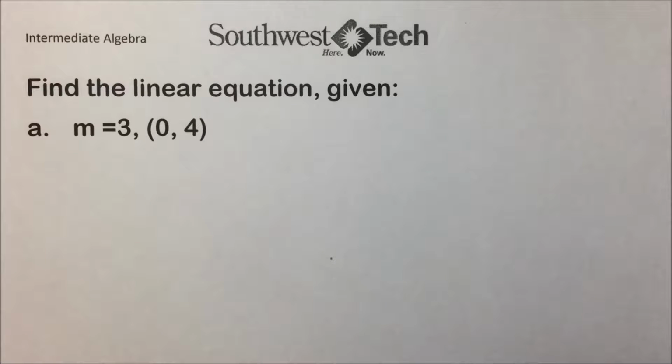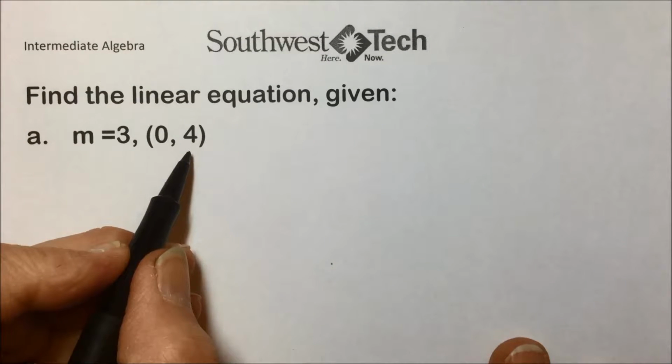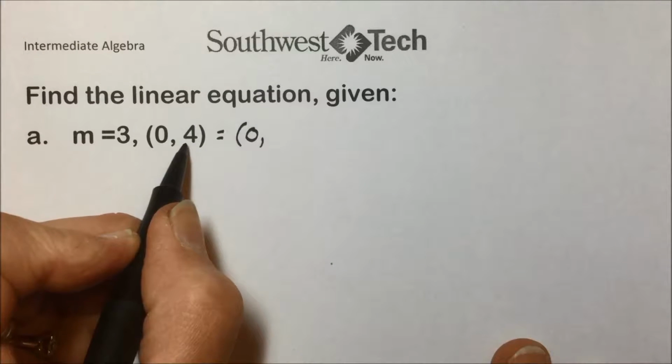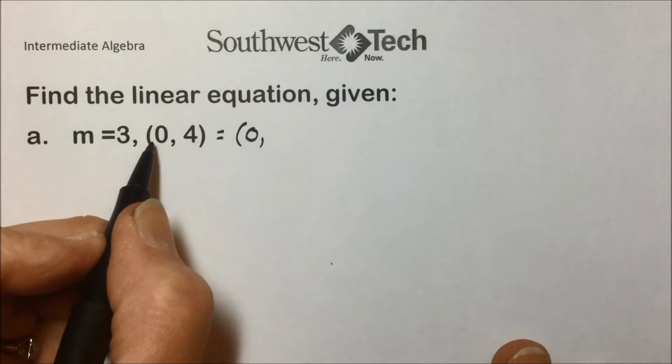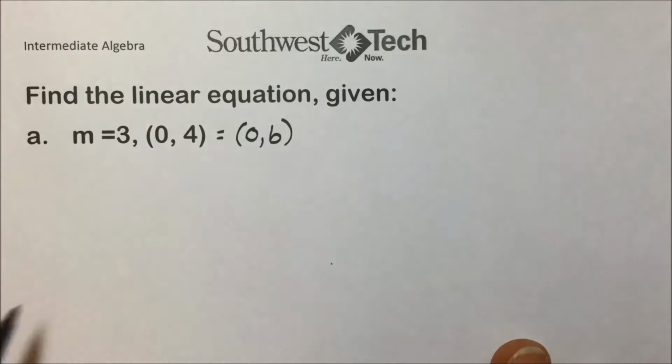Intermediate Algebra Section 2.5. If we know the slope and the y-intercept of a line, we can find an equation of a line by substituting this into the slope-intercept form. In this first problem, they're asking us to find a linear equation. If we look closely at the information, they're giving us the y-intercept. This point, (0, 4), lands on the y-axis, and for a linear equation, this is our y-intercept.